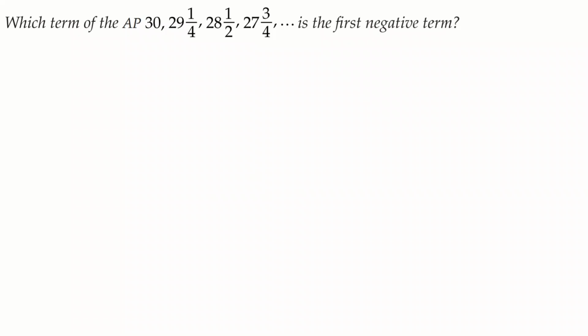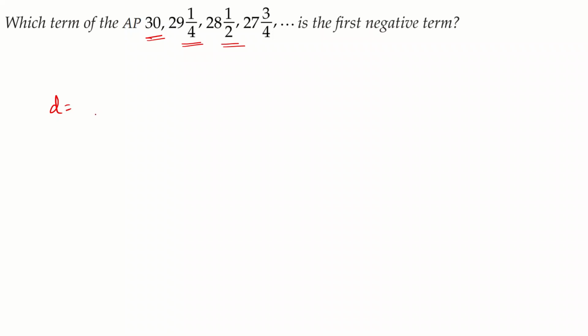Let's start with a very simple question for the first time. Which term of the AP 30, 29 1/4, 28 and a half and so on is the first negative term? They are asking what is the rank of the term so that that term is the first negative term in this sequence. So you see that the numbers are constantly decreasing. So it's from 30, then 29 1/4, 28 and a half and so on and so forth, and they are in a decreasing fashion. That means the common difference has to be negative. So first of all, let's find out what this common difference is.